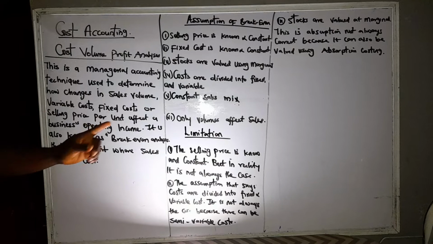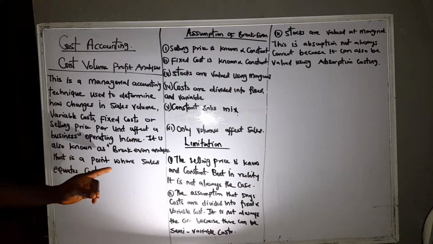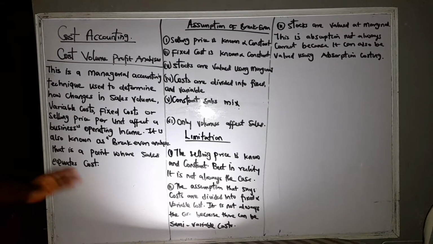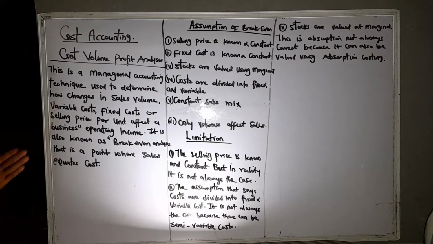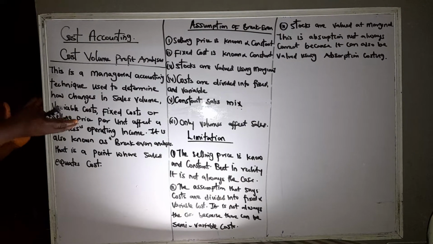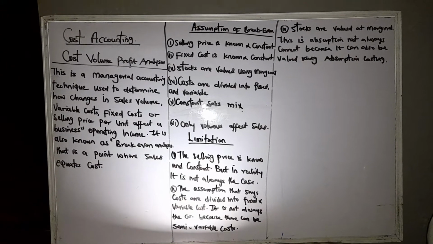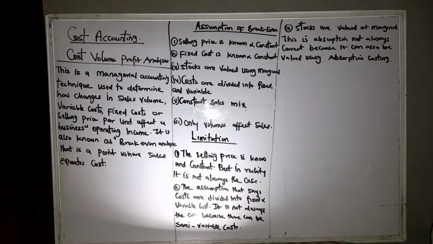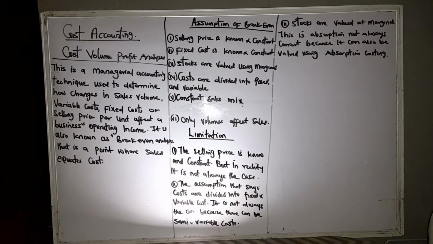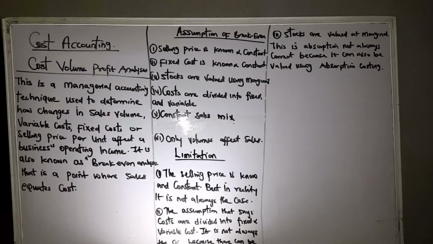It is also known as what? Break-even analysis. That is a point where sales equate costs. Do you get it now? Very simple. You need to understand this definition. Once you have understanding of this definition, in solving the calculation, it makes it easier. Now, when you move to break-even analysis, it has certain assumptions and limitations. Let's quickly run through the assumptions before getting to the limitations.